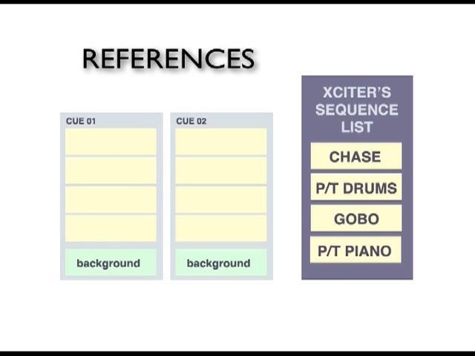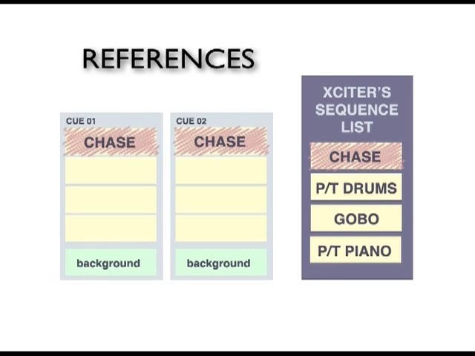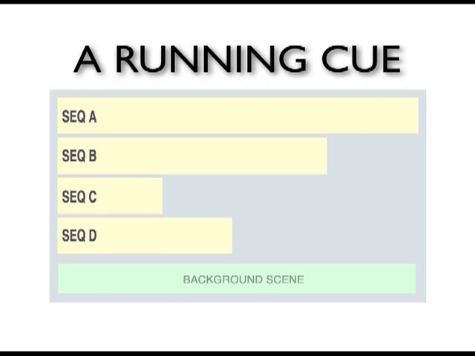Say we program Q1 to reference a sequence called chase, and then we use the same sequence in Q2. If we edit the chase sequence, the changes will reflect in both cues the second you store your changes to show memory. The next thing we're going to look at is the cue as it performs during the execution of your sequences and background scene.